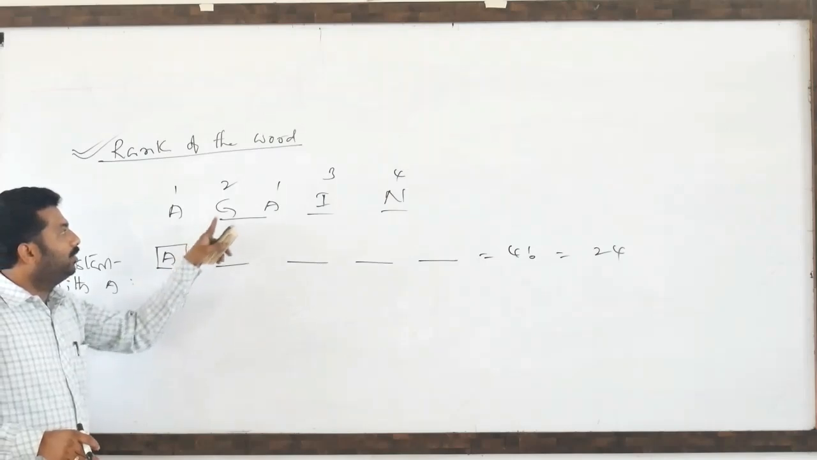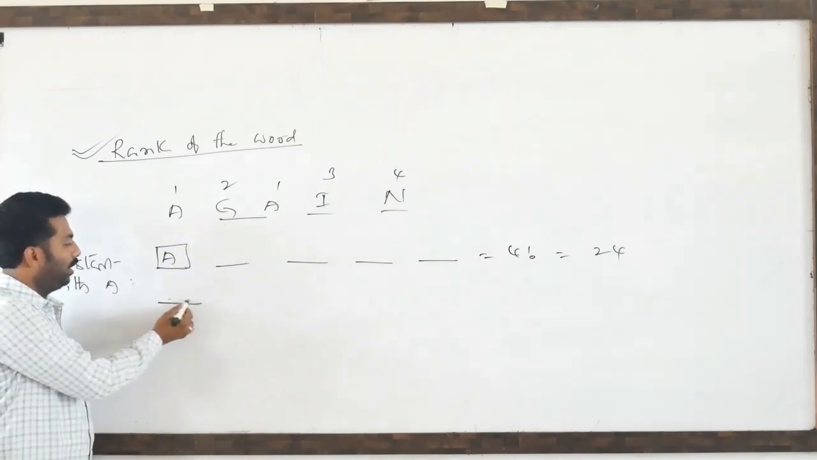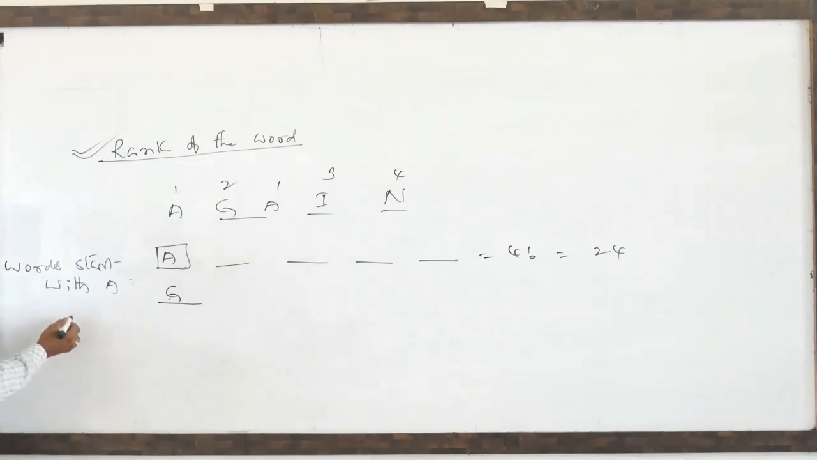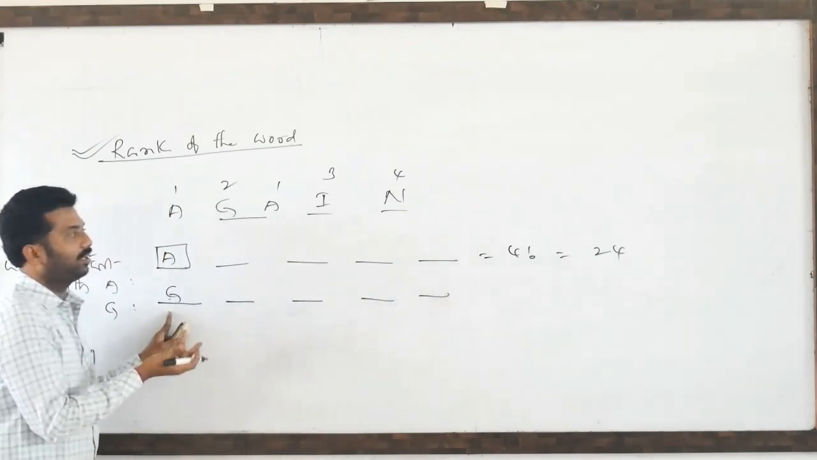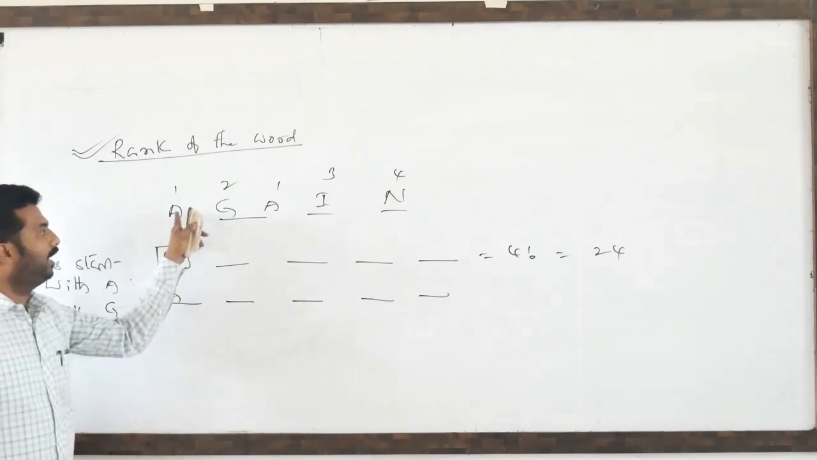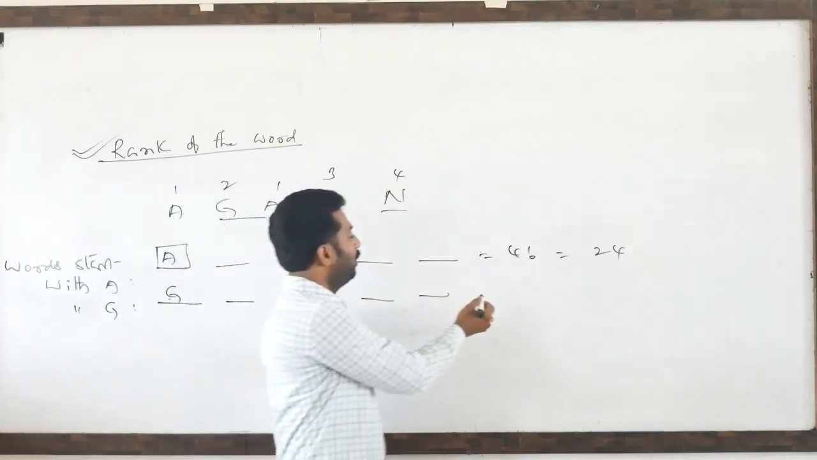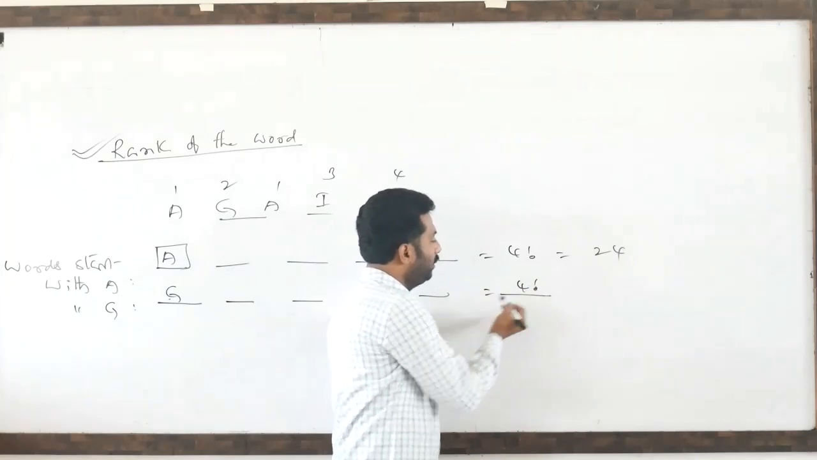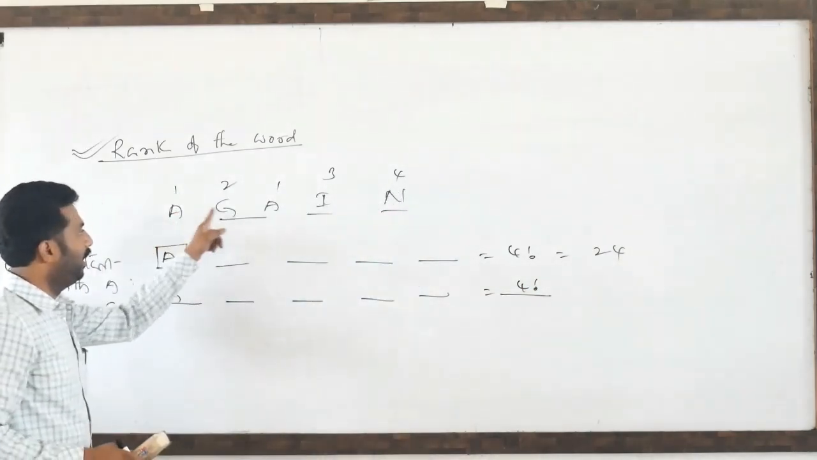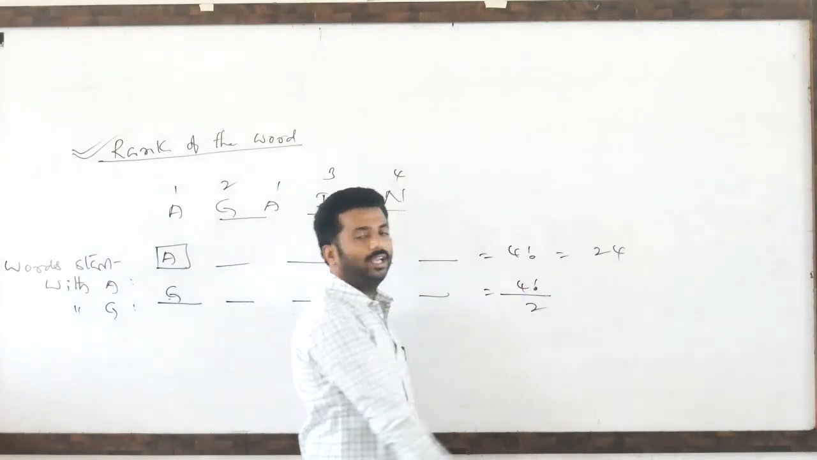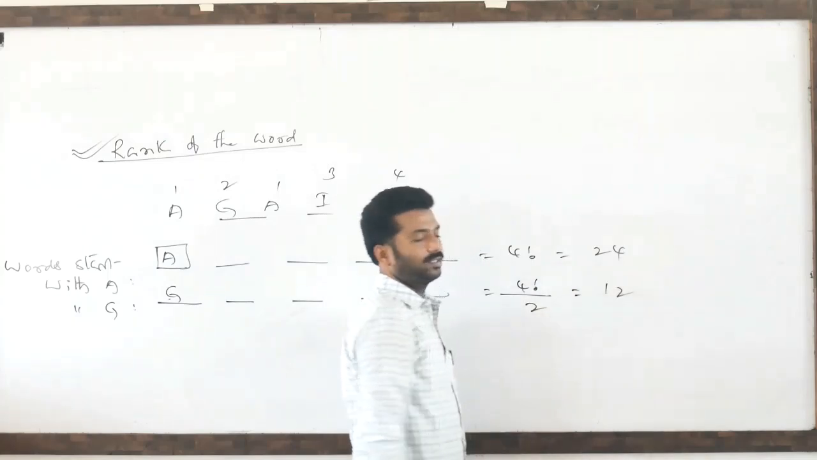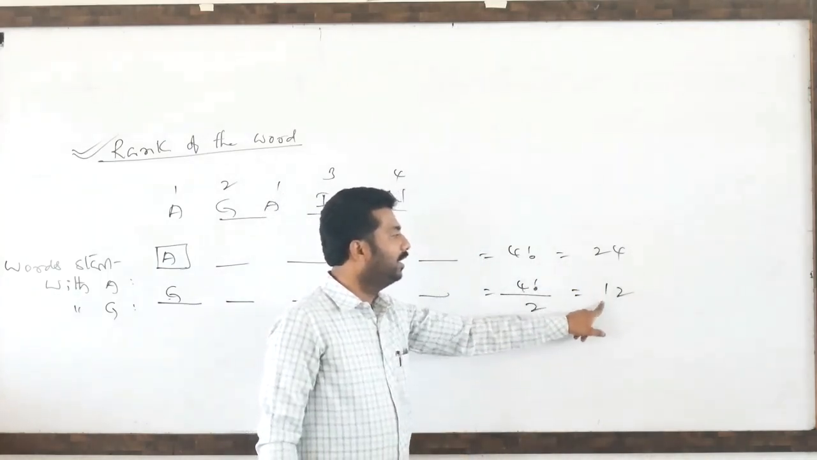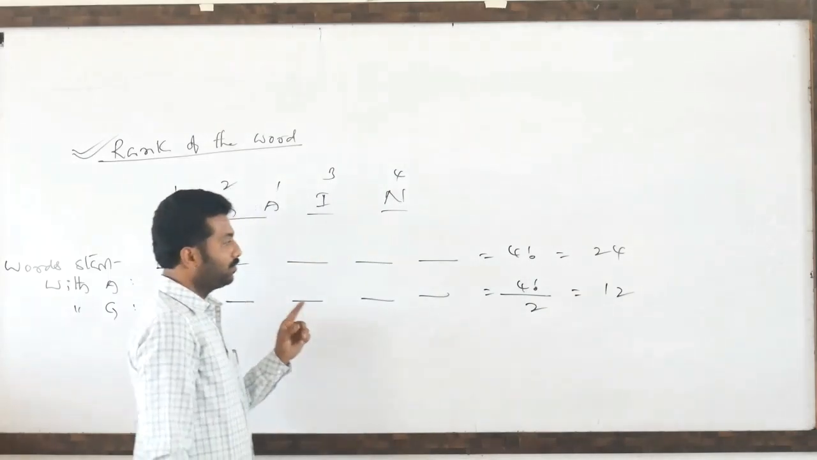After A, which words start with G? The words start with G. So G is fixed here, 1, 2, 3, 4, 4 blanks. The remaining 4 letters are A, A, I, N. So how many ways? 4 factorial. Then the repeated letter A, 2 letters are there, so 2 factorial. So how many words do we get here? This is 12 words. So far, 36 words we got. Which word do we require?